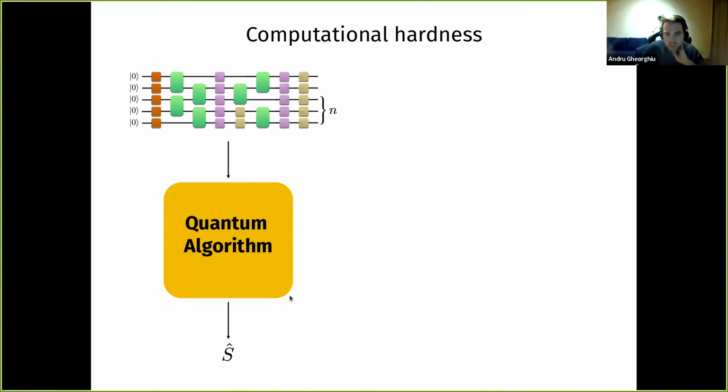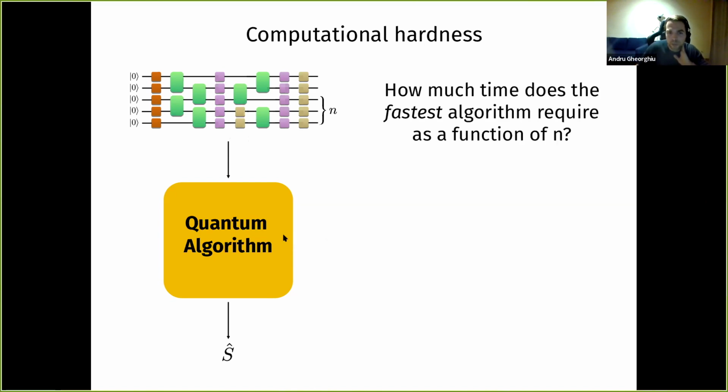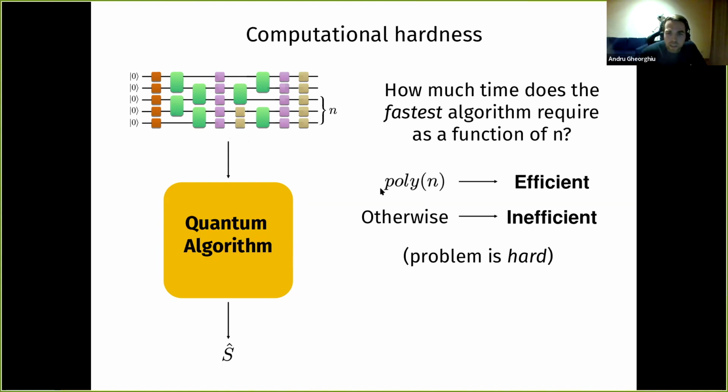Very importantly here, you're allowed to do whatever you want with this description of the circuit that you have. So you don't necessarily need to run the circuit. If you notice some sort of special structure in the circuit that immediately lets you estimate the entropy, you can just do that. But in general, we would like to know what is the fastest such algorithm that works for all possible inputs as a function of n. By fastest here, you can think of it in terms of runtime or in terms of circuit complexity of this quantum algorithm, like the total number of gates that it would require to solve this problem. And I'll say that it's efficient if it takes polynomial time or it has polynomial circuit complexity, otherwise it's inefficient.